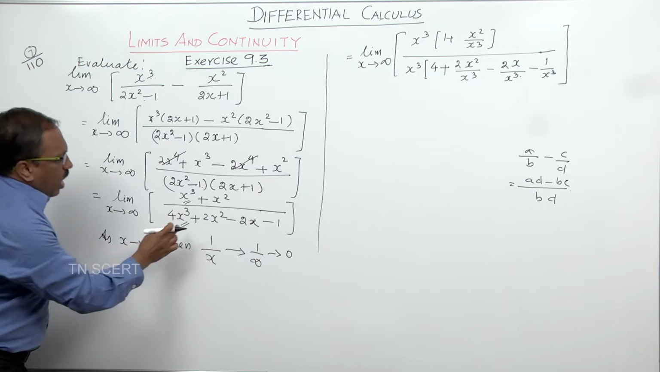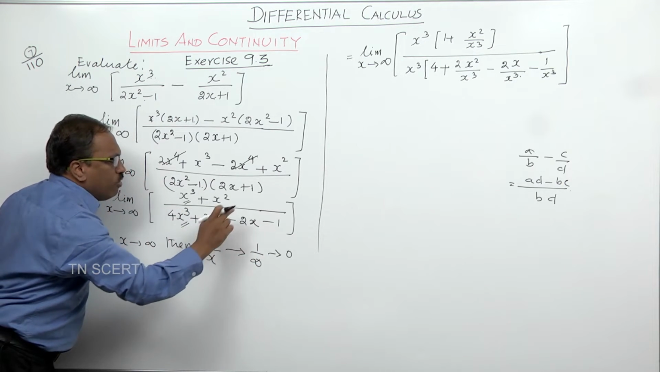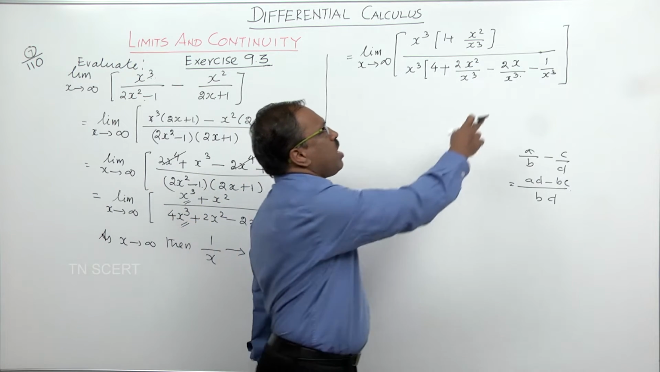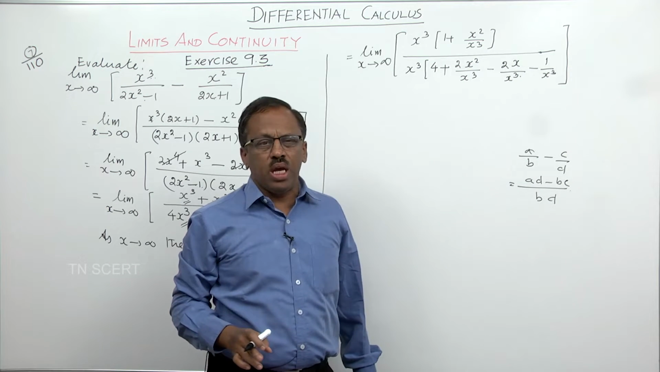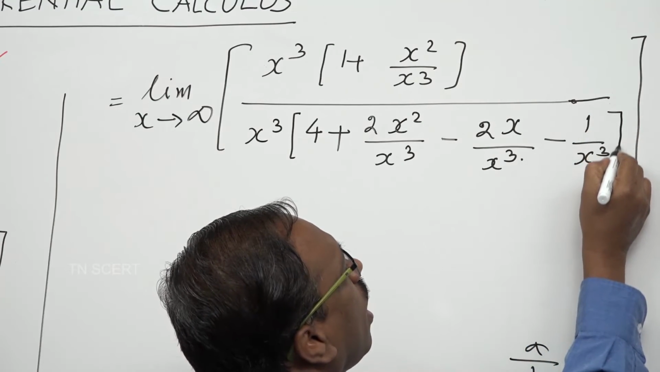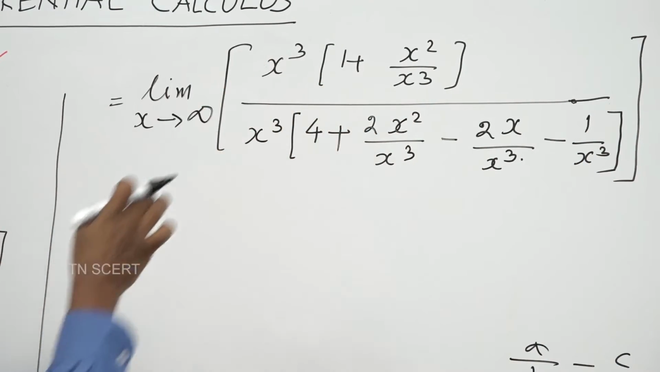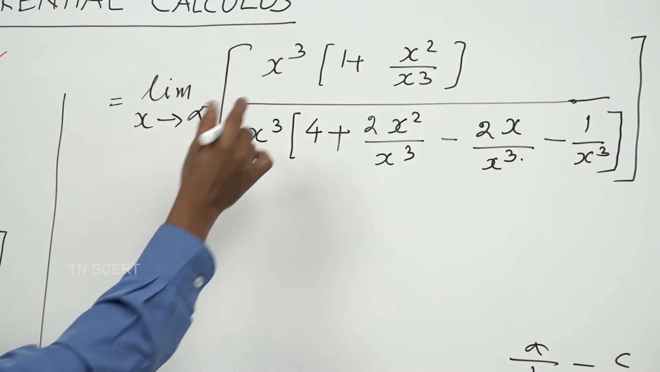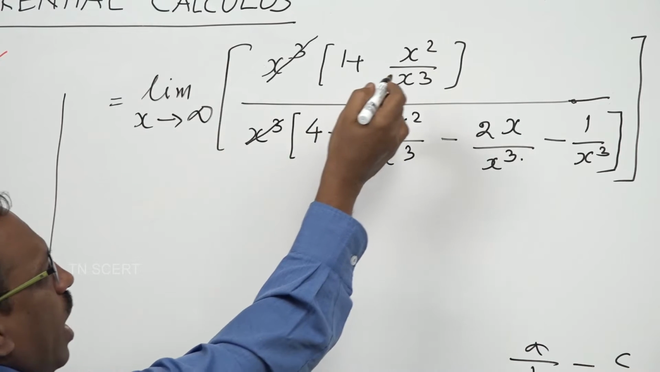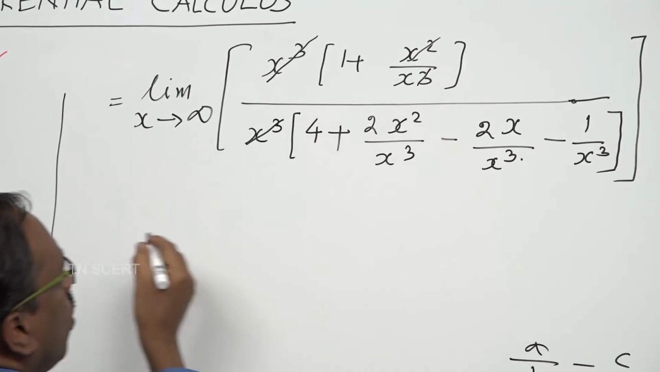See, here I have taken x cube as common for all the 4 terms, by which I have arrived at 4 plus 2x square by x cube minus 2x by x cube minus 1 by x cube. So, here in the numerator part there is x cube, and in the denominator part x cube, so both get cancelled. Now, here I am applying this rule: as x approaches infinity, 1 by x approaches 0. Based on that, this part is over.